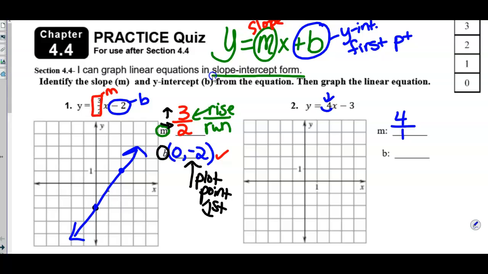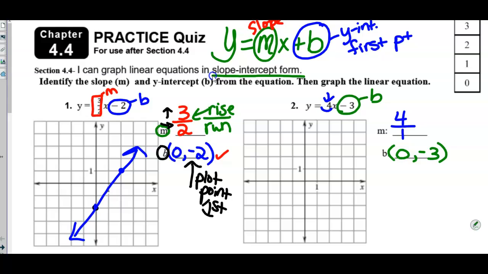The reason we're doing this is we need this for counting our slope, rise over run, when we graph. The next part, again, we're going to look at the number out by itself back here. That is my b. We write our b as an ordered pair, (0, whatever that number is). Out there is a -3, so that is my y-intercept.